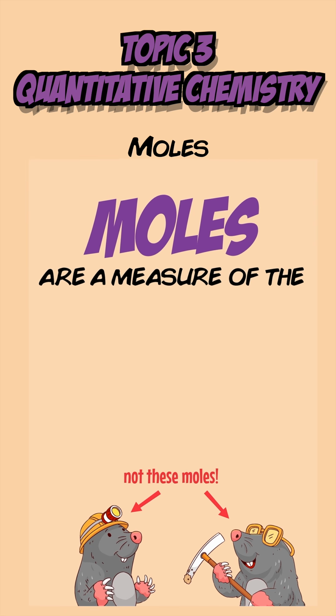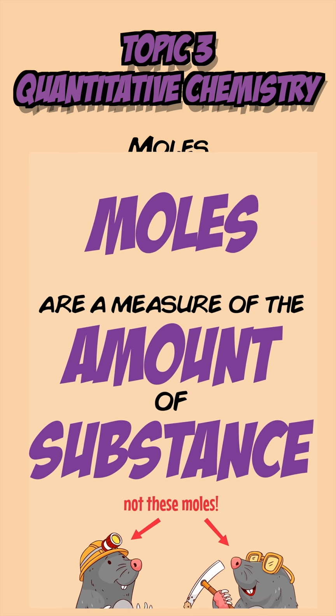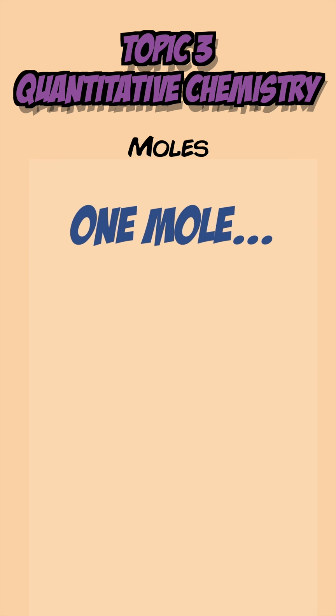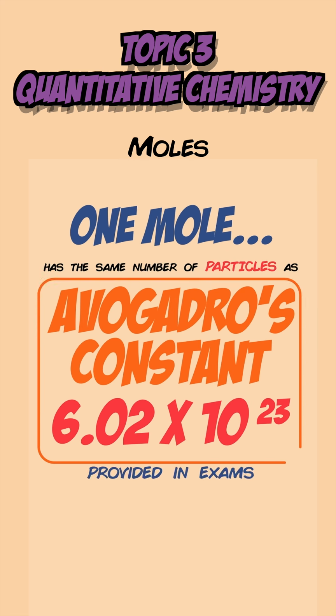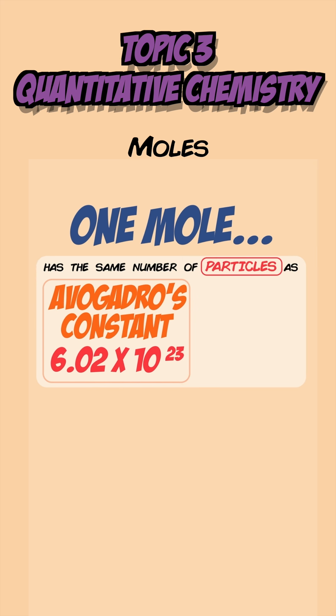The mole is a measurement of the amount of a substance. And if you have 1 mole of any substance, it has the same number of particles as Avogadro's constant. Avogadro's constant is 6.02 times 10 to the 23 per mole. So that's the number of particles in 1 mole of a substance. The particles mentioned in this definition can be atoms, molecules, ions, and even electrons.